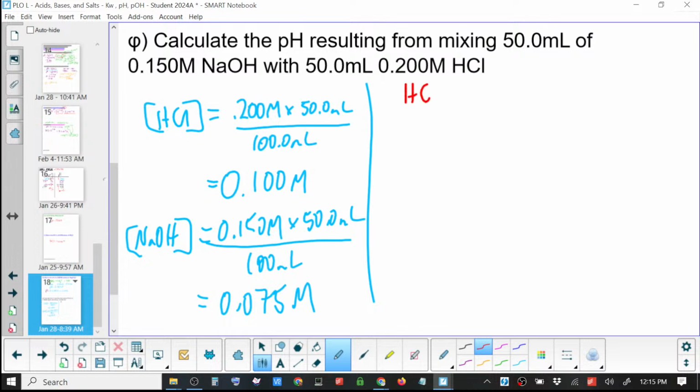So you have HCl plus NaOH goes to, one-way arrow, H2O and NaCl.